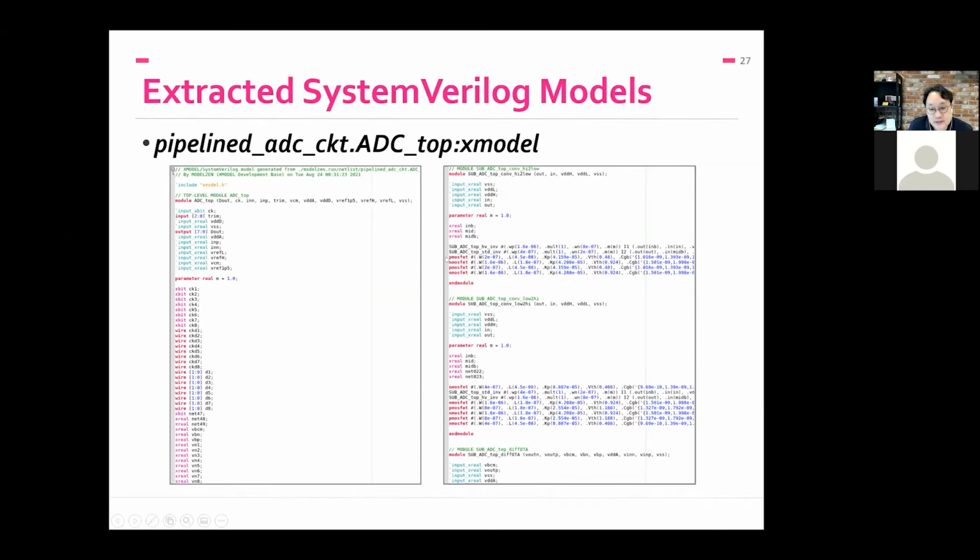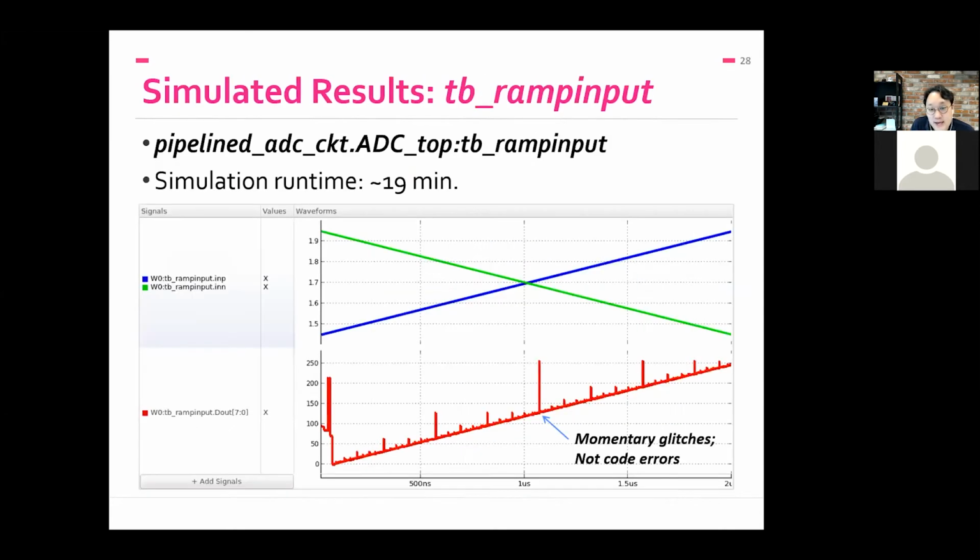Because this is a structural circuit level model, you will see the transistors listed one by one in their cells, and it generates a hierarchical model. So it preserves the same hierarchy as in the original design. I have a simple simulation, which I'm not going to run right now. The first simulation just provides an input ramp as an input to the ADC. So what you expect is the digital output will also change in a similar fashion, and this slide confirms it does. The simulation runtime is 19 minutes for a 2 microsecond simulation.